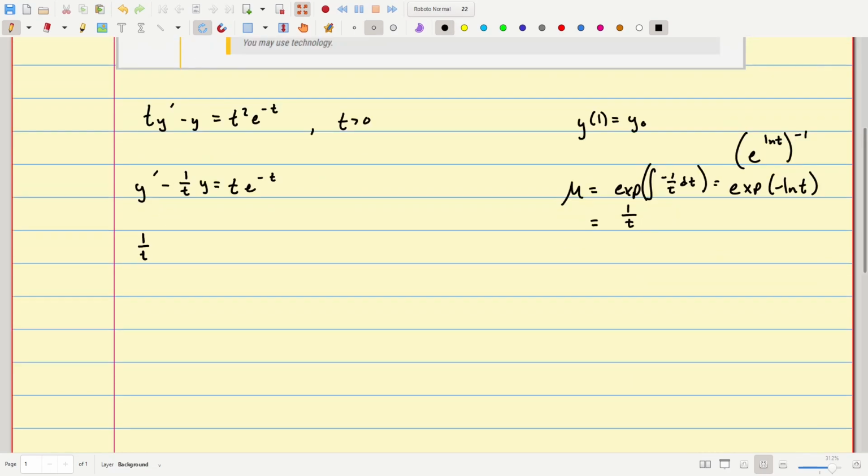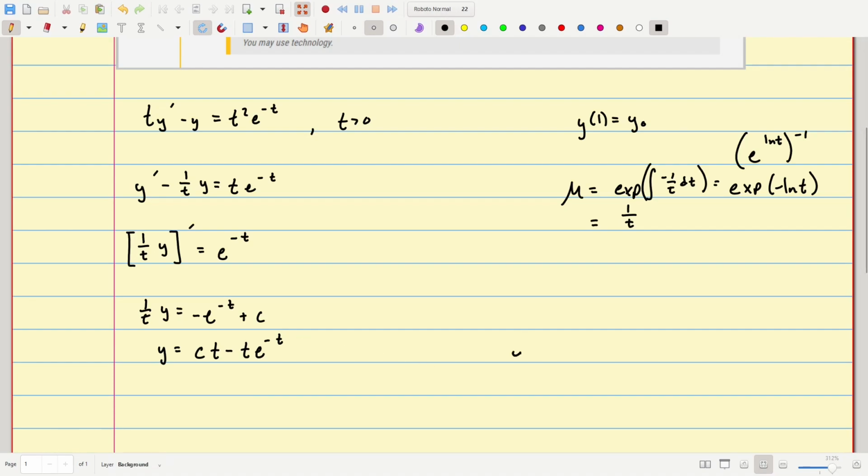With our integrating factor, our left-hand side is going to be the derivative of the product of our integrating factor and y, and then we multiply the other side by the integrating factor to just get e to the minus t. We integrate both sides. We're going to get 1 over t times y is equal to negative e to the negative t plus the constant of integration, and then we get y by itself by multiplying everything by t. So we're going to get c times t minus te to the negative t. Okay, this is our general solution.